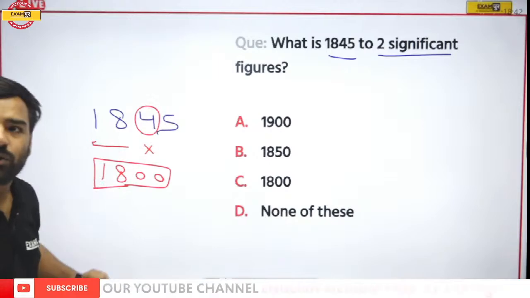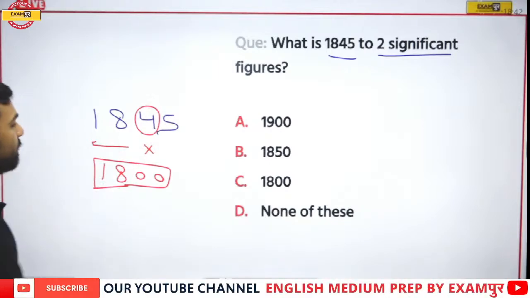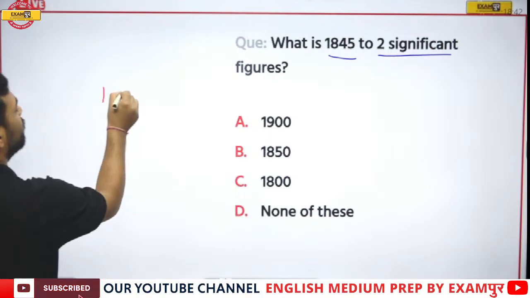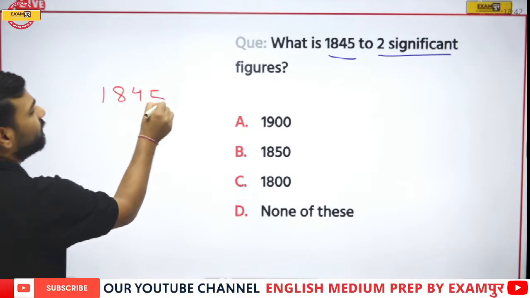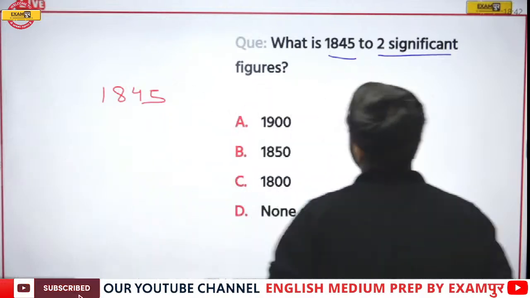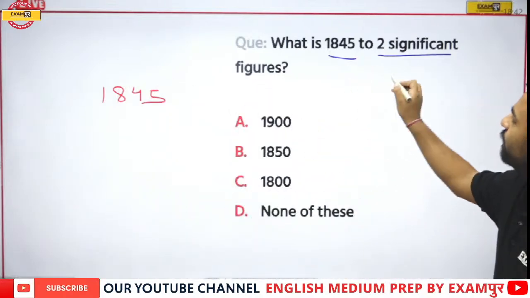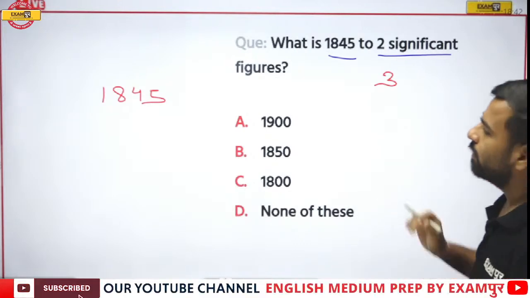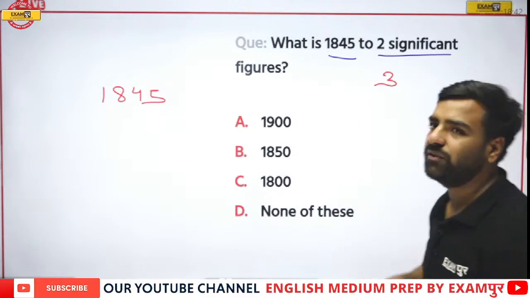But now my question has changed. Now my question will be, you have to give the value for the 1845. Now you have to go with the 3 significant figures. What is 1845 to 3 significant figures? Let's see who gives this answer. What is 1845 to 3 significant figures?